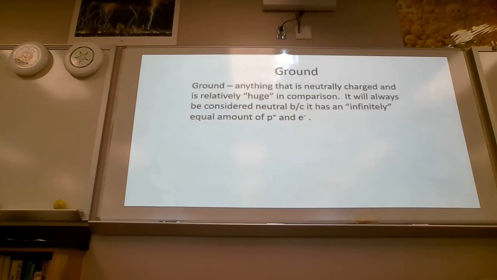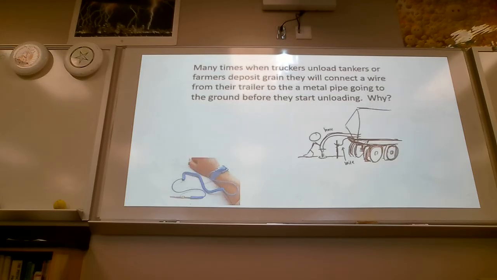Okay, so in the lab tomorrow, you are going to be huge and neutral compared to the objects we were working with. So you will be ground compared to the things. Some examples we see in life: if you're working with electronics, you don't want to accidentally shock something and destroy some circuitry, so you wear the grounding strip to prevent that.